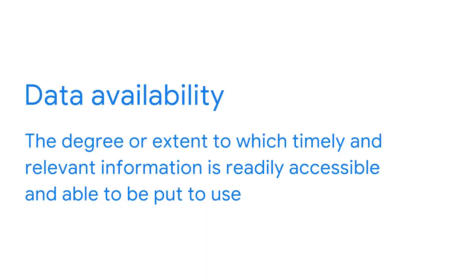Data availability describes the degree or extent to which timely and relevant information is readily accessible and able to be put to use. Unfortunately, there are various factors that can affect data availability and therefore can compromise the integrity of BI solutions. In this video, we're going to discuss some of those challenges, as well as ways to address them.